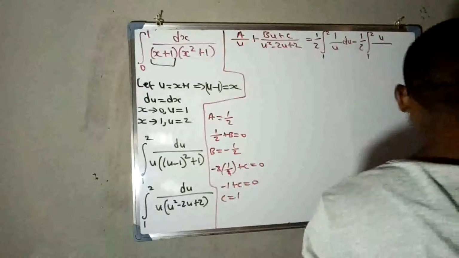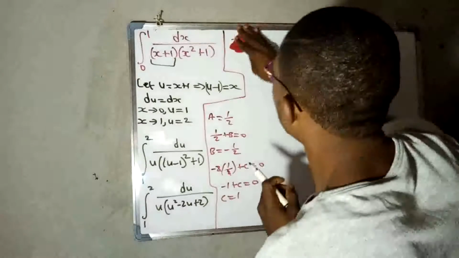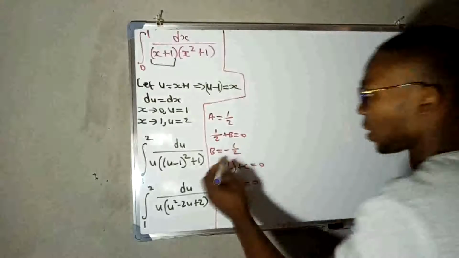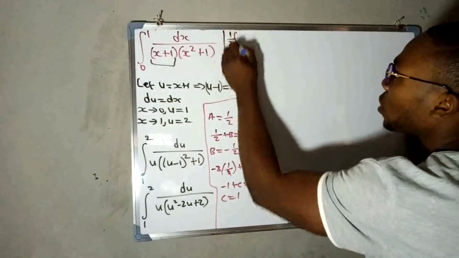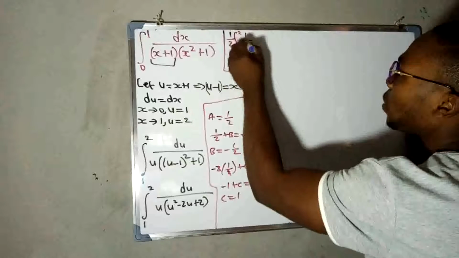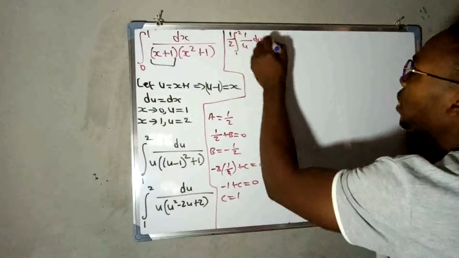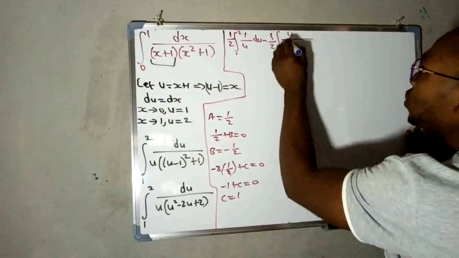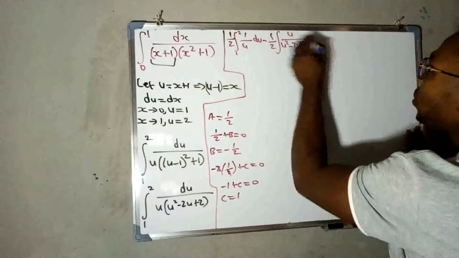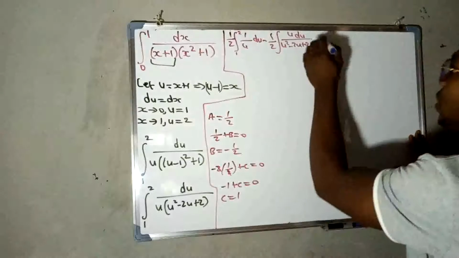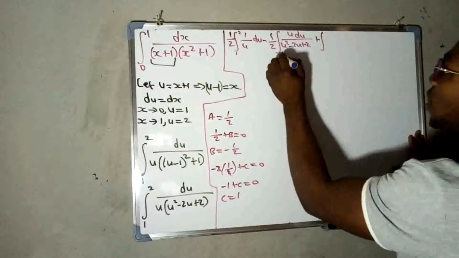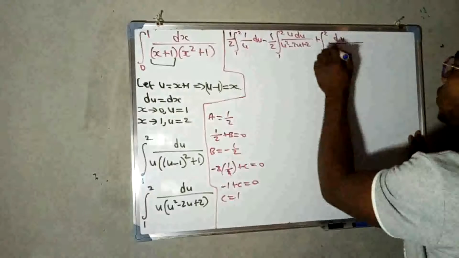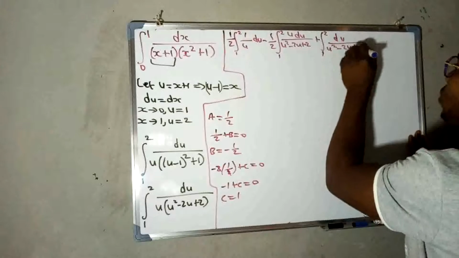Oh my god, this space won't be enough. Just clean this off so we have enough space. I don't want to over squeeze it there. So my a, 1 over 2, my integral 1 to 2, then my 1 over u du, minus 1 over 2, I have my u over u squared minus 2u plus 2, I have my du. Then for my c it is just 1, so the integral from 1 to 2 of du over u squared minus 2u plus 2.